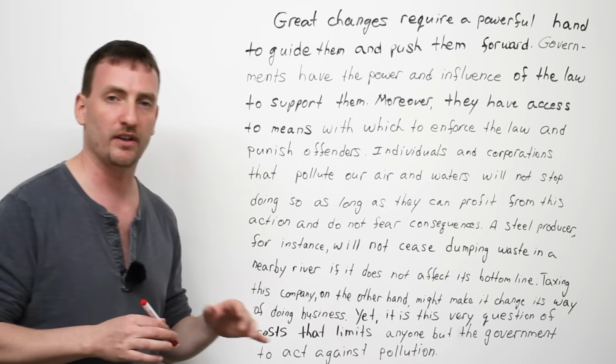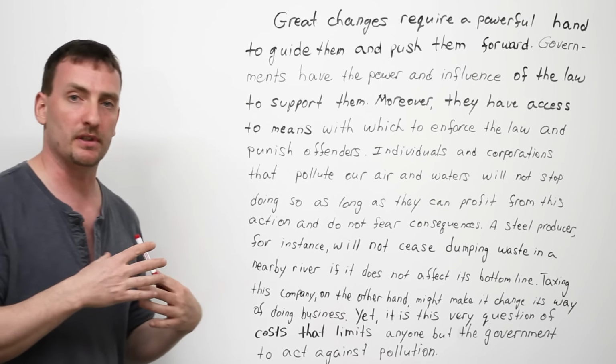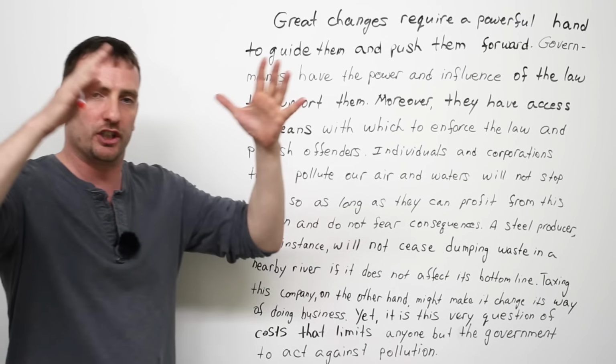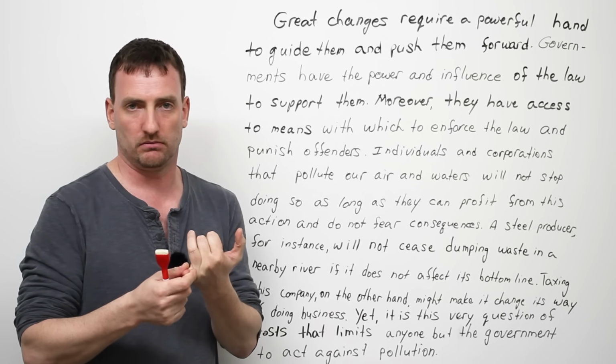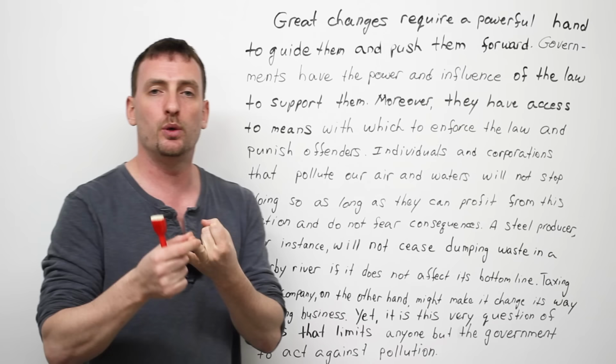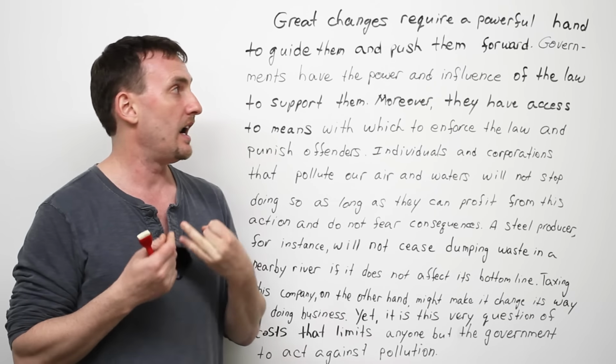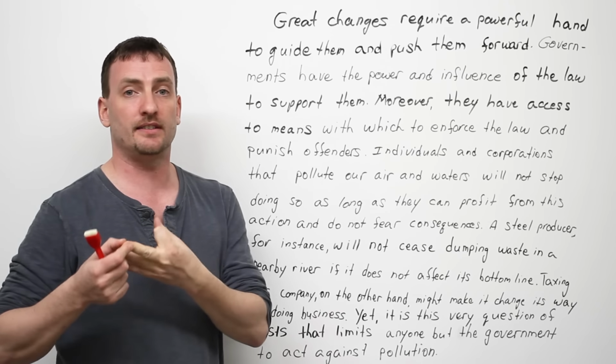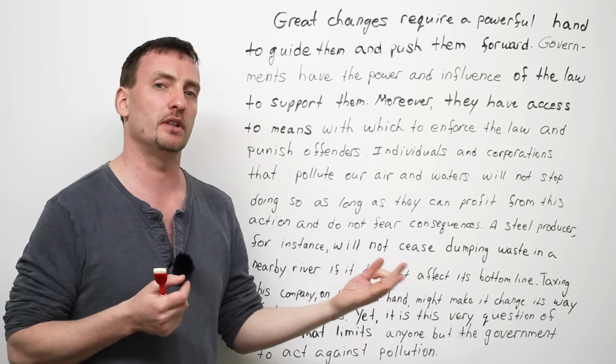Okay, here's my paragraph. First of all, let me back up a little bit. My essay, what is my essay about? General topic, pollution. What is the question? Who is responsible to fix it? I say government is responsible to fix it. I suggested three reasons in my introduction: power, cost, credibility. Okay? This is my first body paragraph.